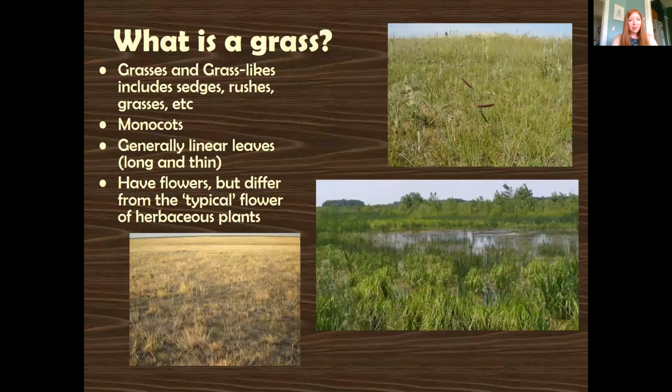Now, grasses and grass-like plants include sedges, rushes, and the typical grasses. They're monocots, which I'll explain what that means in a minute here. They generally have linear leaves, so long and thin. Think of a blade of grass that you might find in your backyard, those long, thin leaves. They have flowers as well, but they differ a little bit from the typical flowers of forbs. I'll get into grass flowers in a little bit and the parts of them.